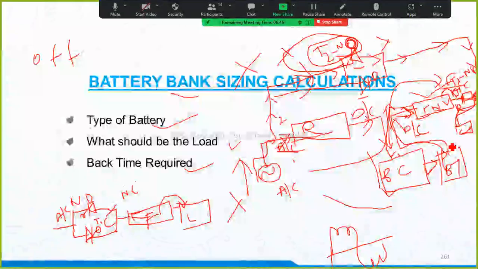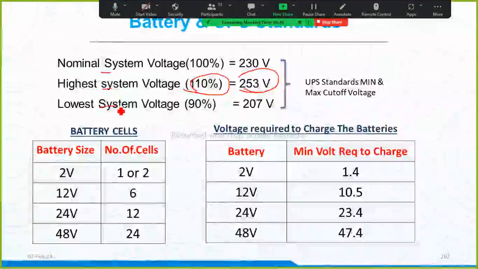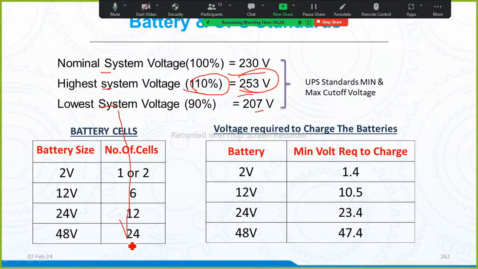Okay, right. So now in this consideration, these are called the nominal voltage, high voltage cutoff and low voltage cutoff. Nominal voltage is 230, high voltage cutoff is 253 and the low voltage cutoff is 207. Okay, now these are the standards. Now what about the battery cells? I'll tell you at the last.